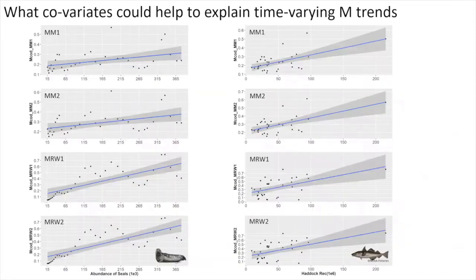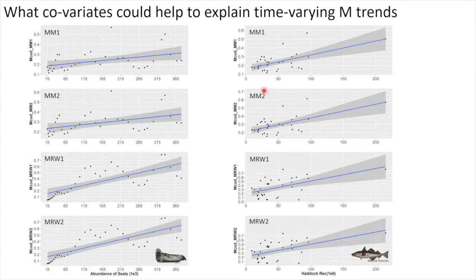So I fit some linear models to assess how much of the predicted natural mortality of each BPA model could be explained by the abundance of seals and by the recruitment of haddock. I found a significant relationship between natural mortality M predicted by the different models and the seal abundance and the haddock recruitment. So I applied a multivariate linear regression, including the abundance of seals and haddock recruitment together, to try to explain the natural mortality estimate of each model.